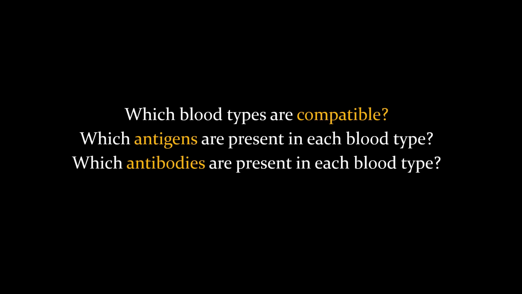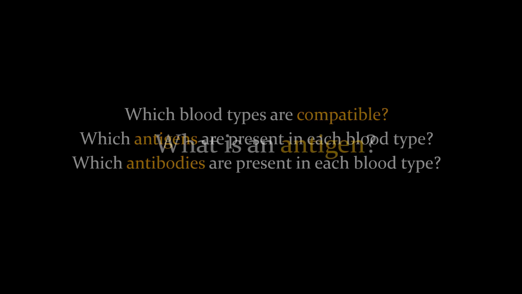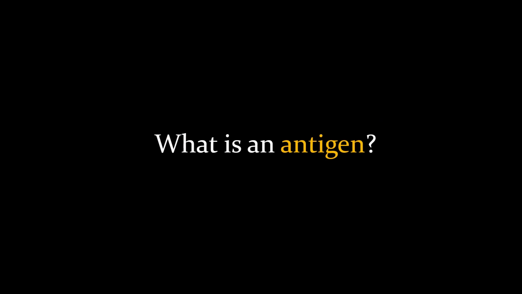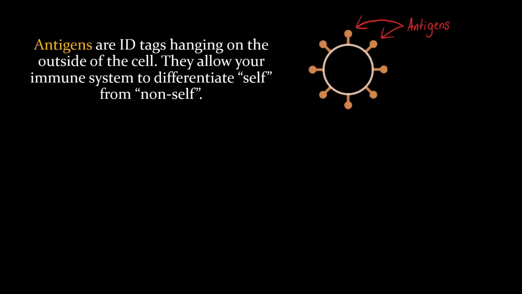So first, main basic concept, what is an antigen? So an antigen is an ID tag that is hanging on the outside of your cell that allows your immune system to differentiate self from non-self.